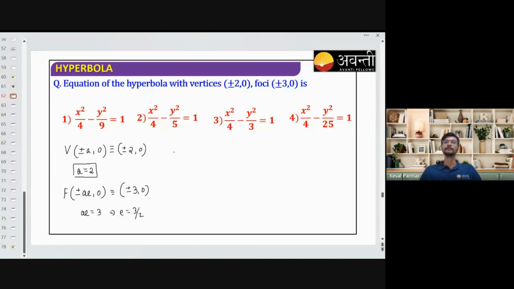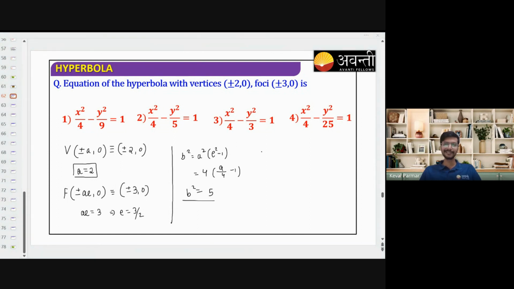So e is 3 by 2. Now we need b, right? So we know the relation b square equals a square into e square minus 1, which will be equal to 4 into 9 by 4 minus 1. I think this will be equal to 5. So we got the value of b square as 5.